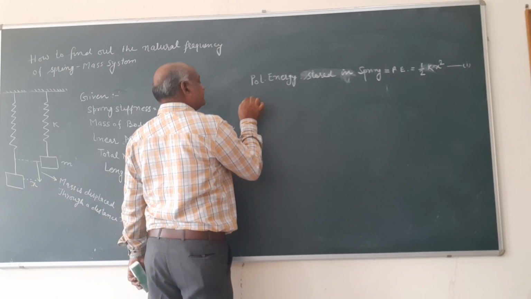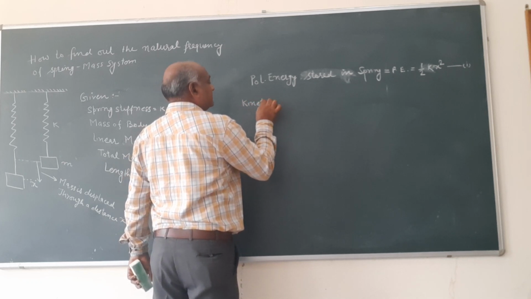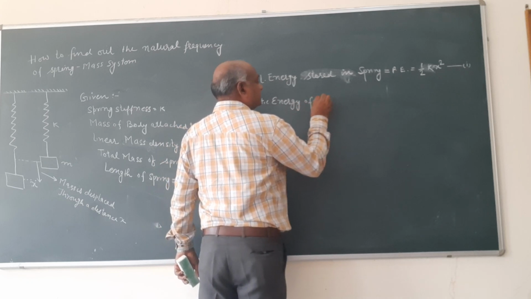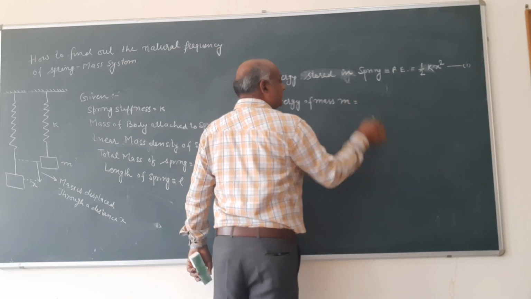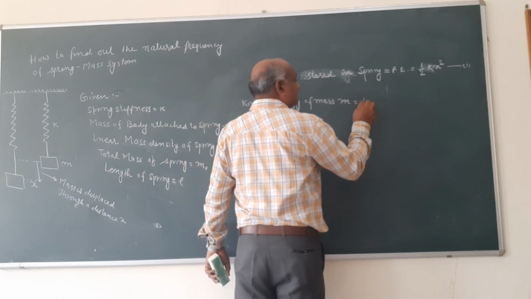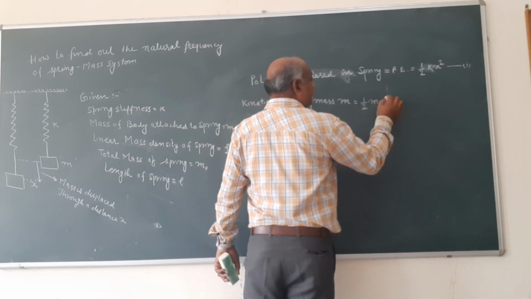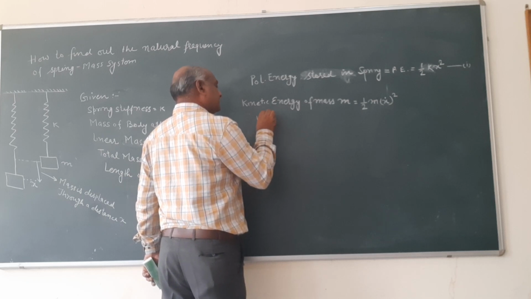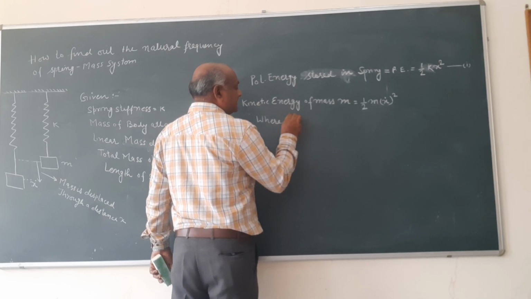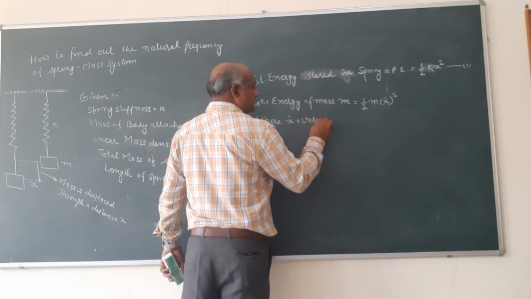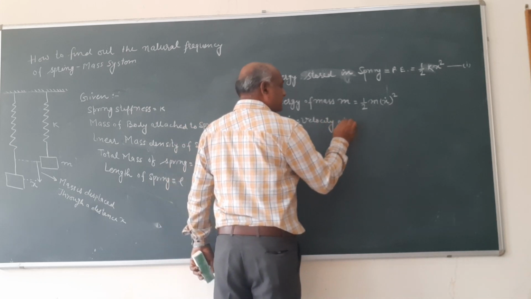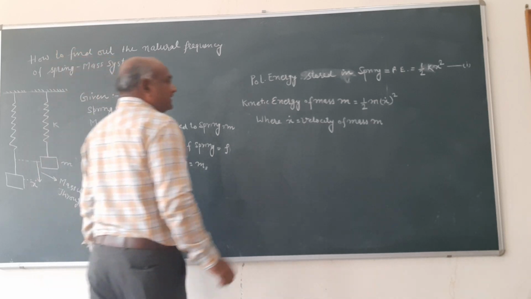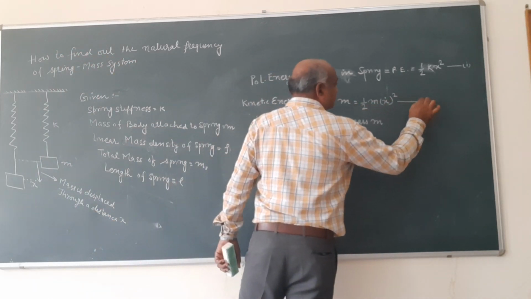Now the kinetic energy of mass m is equal to half m x dot whole square, where x dot is the velocity of mass m. This is equation 2.